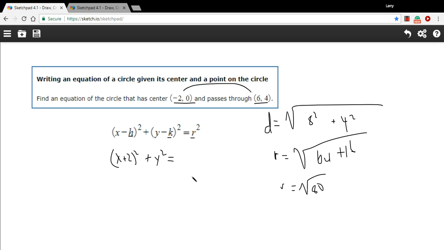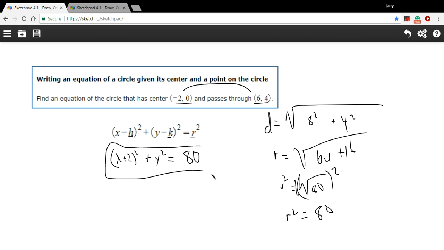And actually, we're not looking for the radius. We're looking for the radius squared. That's the number that goes out here. And that's convenient because then we don't have to bother with this silly square root. We can just square this thing, and we get the radius squared equals 80. So to finish our equation, we just put 80 out here, and that is done. We have written an equation for this circle in standard form.